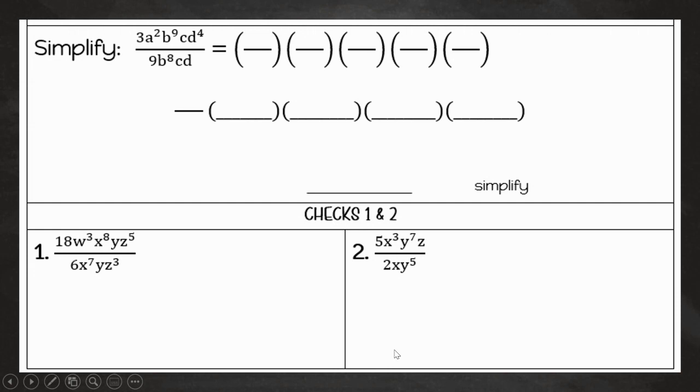All right, now we have another one to simplify, which is a little bit more difficult just because there are more variables. So we're going to do the same thing. We're going to group all of our variables together and our coefficient. So we're going to have our 3 over 9, a squared over 1, b to the 9th power over b to the 8th power, c over c, d to the power 4 over d. Now, I need to simplify my fraction first, which means I need to do 3 over 9, and that can simplify to 1/3.